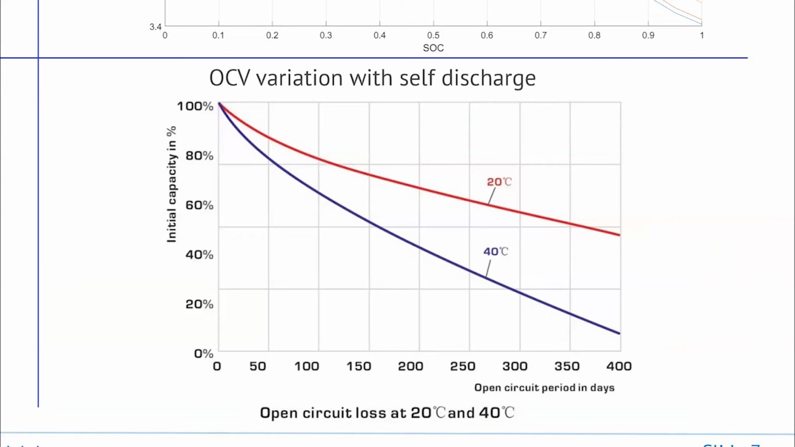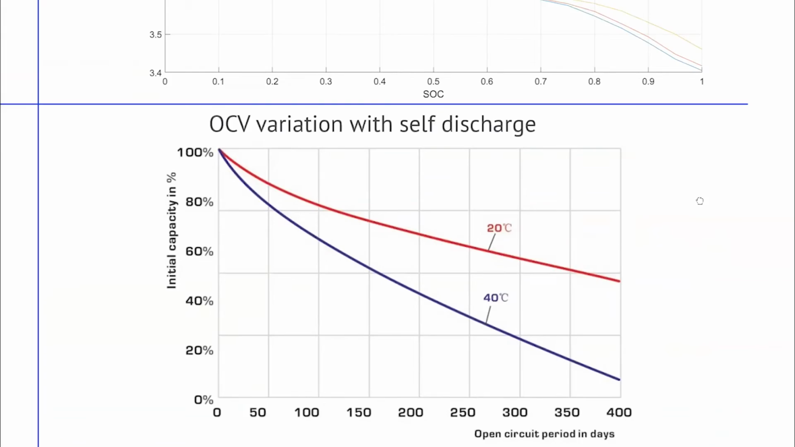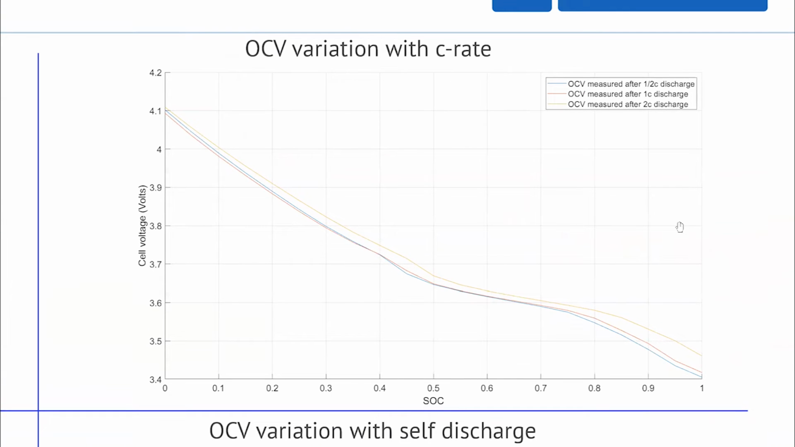No matter what techniques we apply, it is not effective in the sense that it can't be recovered. So this is OCV variation with respect to self-discharge. Every type of cell will have this. It is unavoidable. And then we come to the final part, which is C rate.